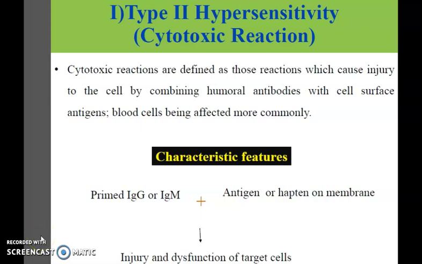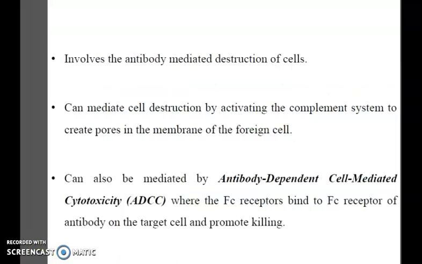which includes injury and dysfunction of target cells, and it involves the antibody-mediated destruction of cells and can mediate cell destruction by activating the complement system to create pores in the membrane of the foreign cell. It can also be mediated by antibody-dependent cell-mediated cytotoxicity, in other words ADCC, where the Fc receptors bind to the Fc receptor of antibody on the target cell and promote killing.